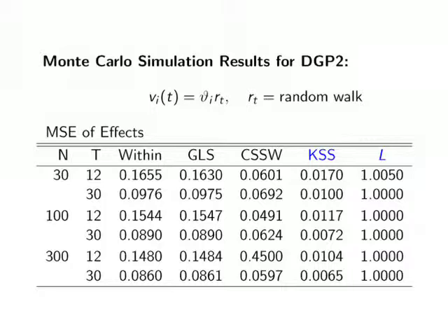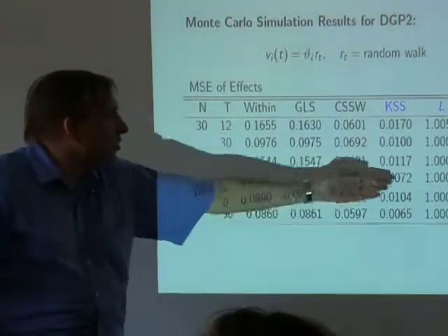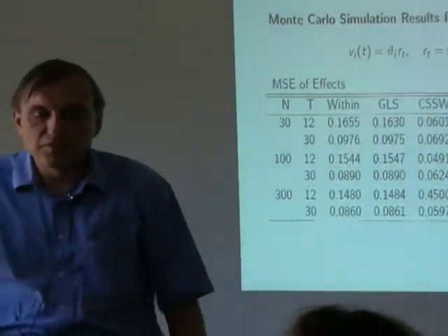This is for N is 30. These are different situations with different N and T. And this is again the average estimated dimension from the model. You see it seems to work quite well. The error is much larger than before.